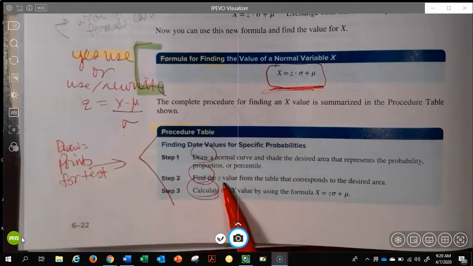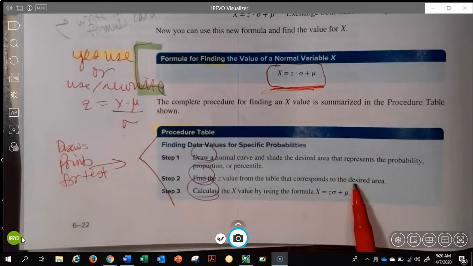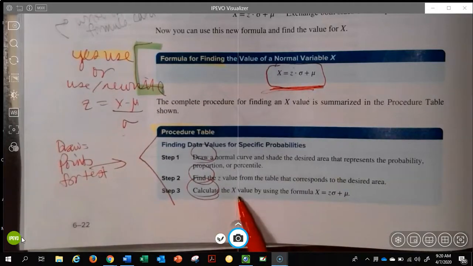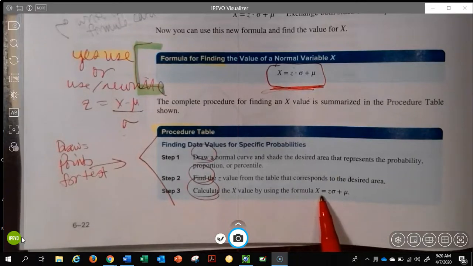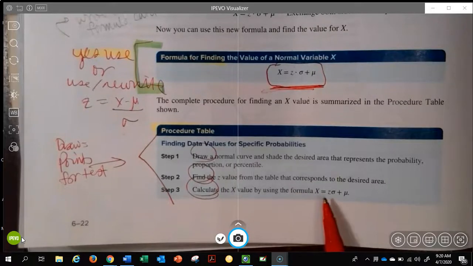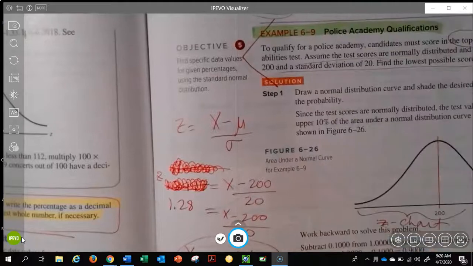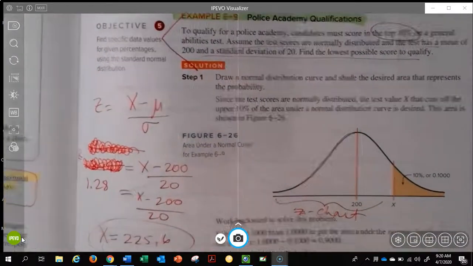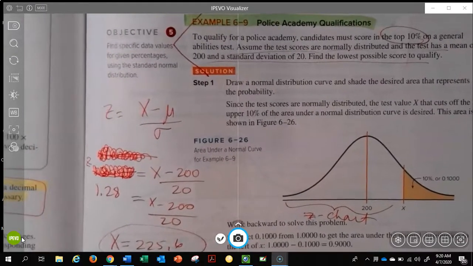We're going to find the z value that corresponds to the percentage, the probability that they're giving to us. And then we're going to calculate the x, the one that we're looking for, and they want us to use this formula. But again, I may go back to the z-score formula and just work it all the way through from there. And it doesn't matter. You might want to use one way to solve it on a test, and then when you go to check your information, go through the back door and do the other one.